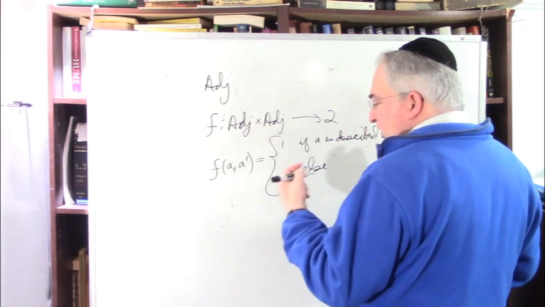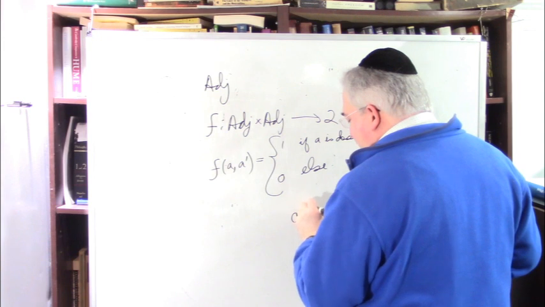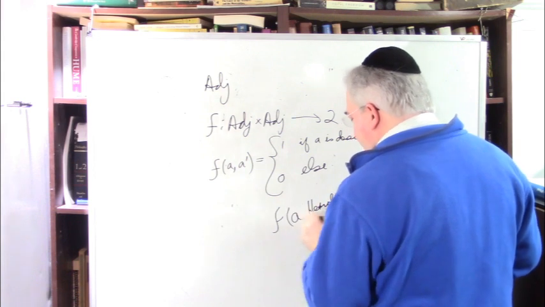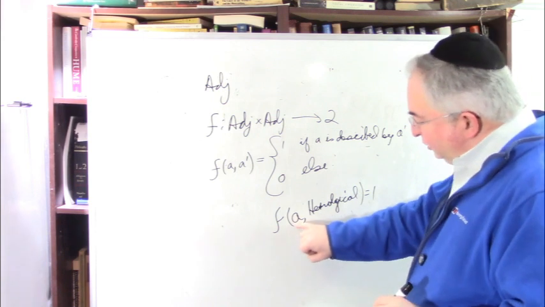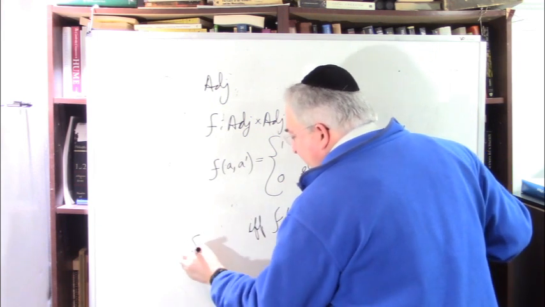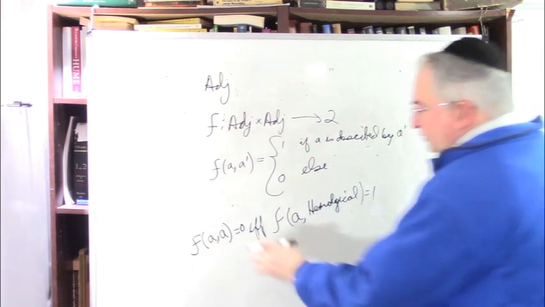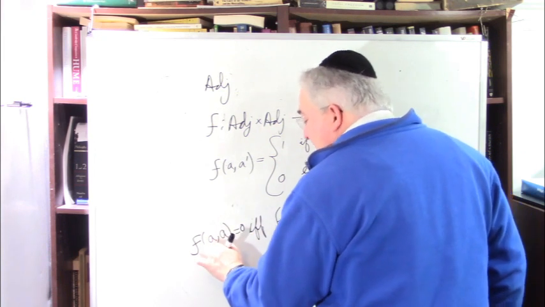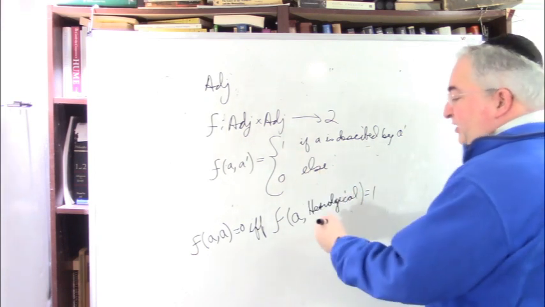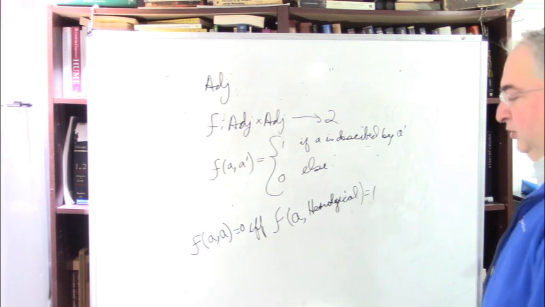What is the definition of a word that's heterological? An adjective A is described by the word heterological if and only if f of a comma a is equal to 0. Let's do that carefully. If A does not describe A, if A is not described by itself, then A is heterological. That's exactly what this means. And this is true for any A in the set adjectives, including the word heterological.